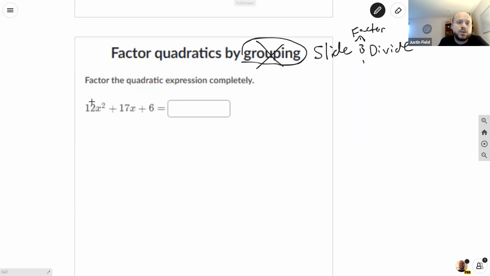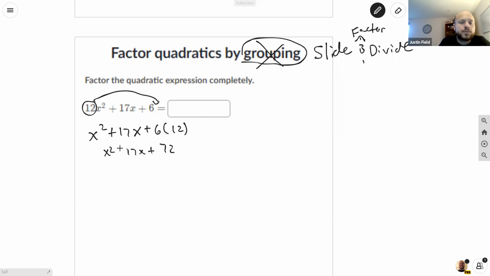So what we're going to do is take the A coefficient and slide it to the end, because we don't want numbers in front of x squared. That makes it more difficult. So you can actually just slide it over. So now it's going to be 6 times 12. And then we're going to multiply. So 6 times 12 is 72. All right, so that was the slide.